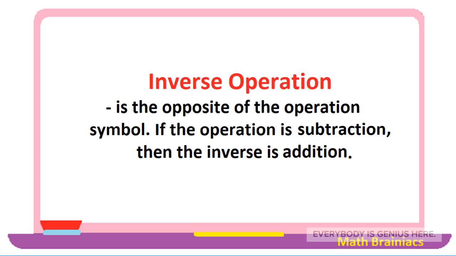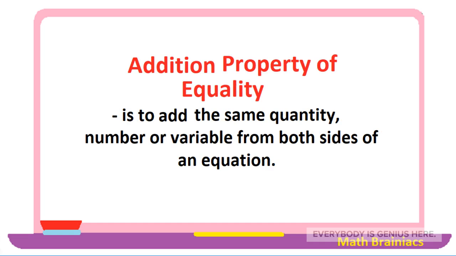Let us revise what is inverse operation. It is the opposite of the operation symbol. If the operation is subtraction, then the inverse is addition. Addition property of equality is to add the same quantity, number, or variable to both sides of the equation so that we can make the quantity equal on both sides of the equation.